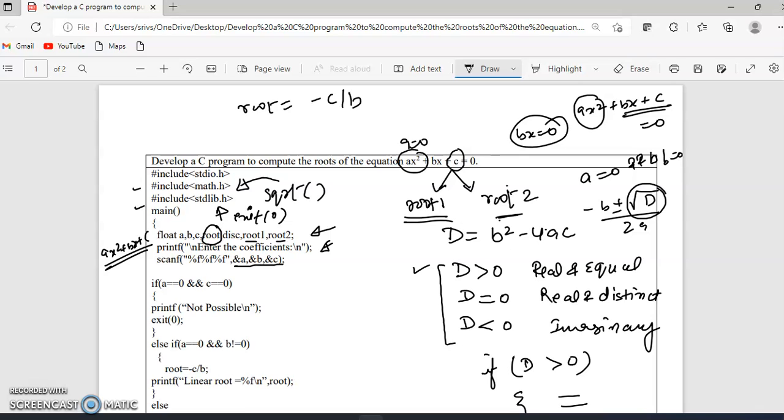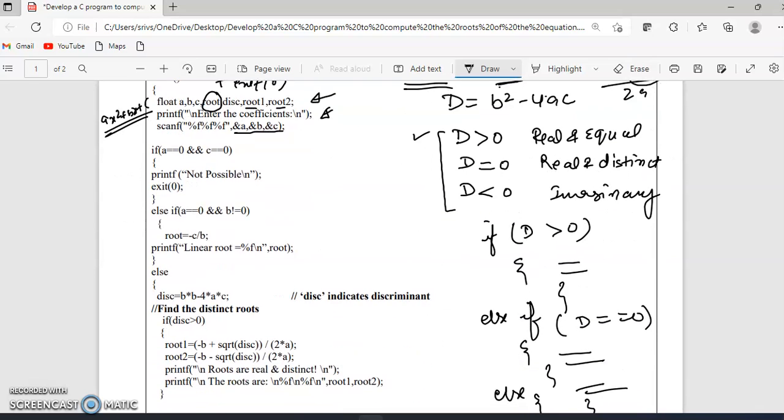Next we have to check the condition when the coefficients a and c are both 0. When a and c are both 0, it should print that it is not possible to calculate the root, and exit(0) means we will come out of the program. The program will be terminated, because if it is not possible to calculate the root for the inputted coefficients, the program should terminate. So the exit(0) function is used, which means that whatever code is written after this will not be executed. The program itself will be terminated.